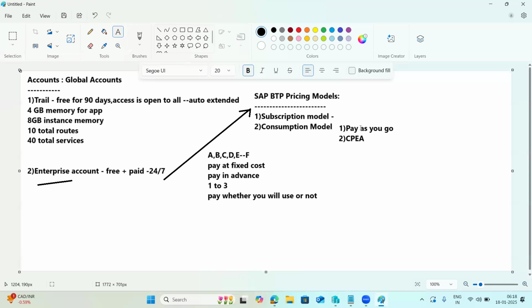So SAP has split this consumption model into two types here. One is pay as you go and CPEA. So let's talk about the pay as you go model. In these two models, the consumption based model, pay only for what you use.